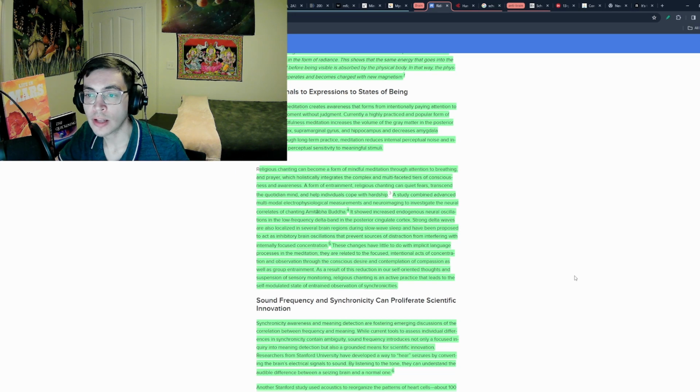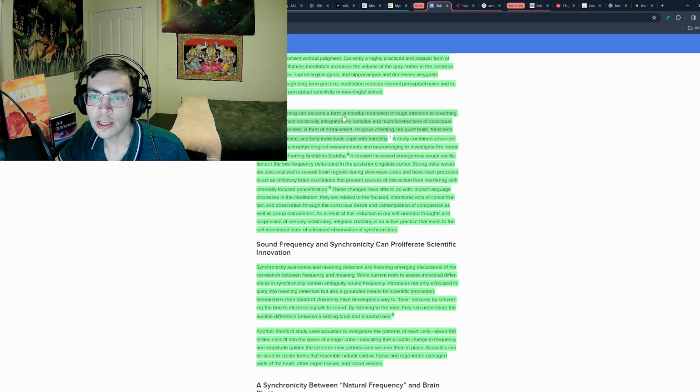Currently, a highly practiced and popular form of wellness, mindfulness meditation increases the volume of the gray matter in the posterior cingulate cortex, as well as other brain organs. He lists like 4 here. Through long-term practice, meditation reduces internal perceptual noise and increases one's perceptual sensitivity to meaningful stimuli. So your brain gets bigger and you become more sensitive to stimuli.